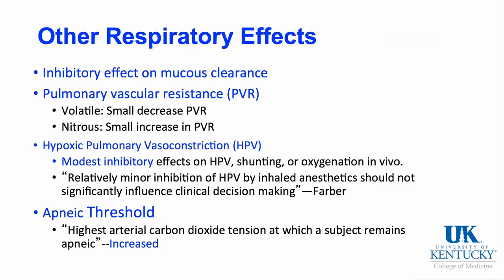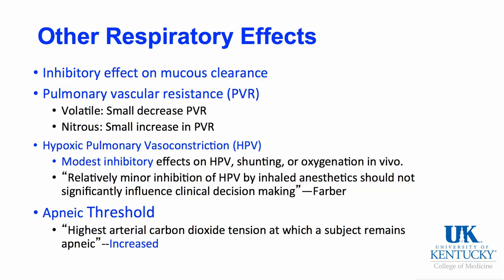Some other respiratory effects of inhaled anesthetics: they inhibit mucus clearance. Pulmonary vascular resistance: there's a small decrease with ISO, DES, and SEVO, small increase actually with nitrous. Hypoxic pulmonary vasoconstriction, or the vasoconstriction of blood vessels going past alveoli with lower alveolar oxygen partial pressure in that alveolus, is called HPV. There's a modest inhibitory effect on HPV with inhaled volatile anesthetics, but most will say that this is a relatively minor effect and really doesn't influence clinical decision making much.